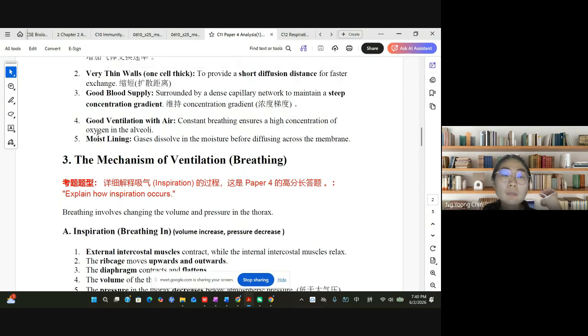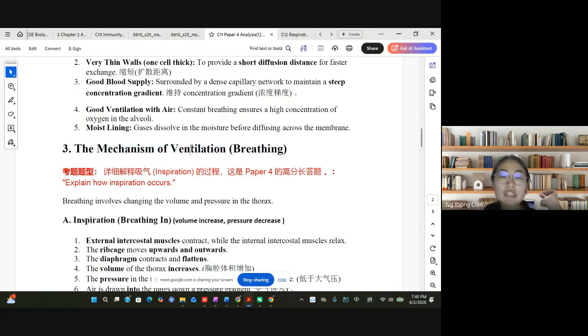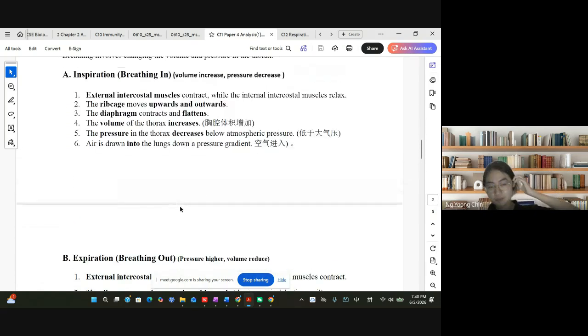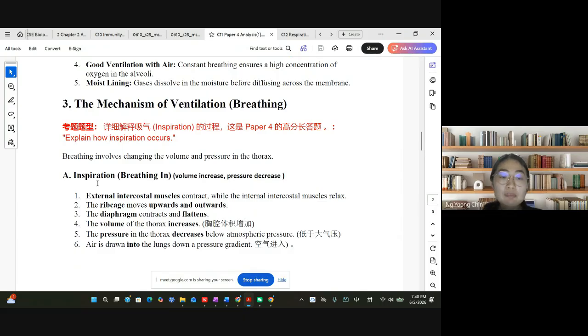You need to know the mechanism of ventilation, which is what happens during inspiration and expiration. During inspiration, your thoracic cavity expands, which means an increase in volume. So what happens if the thoracic cavity increases its volume? When the volume increases, pressure will decrease. So the pressure inside the thoracic cavity becomes lower. It will cause the higher pressure from the outside to force the air into the lung.